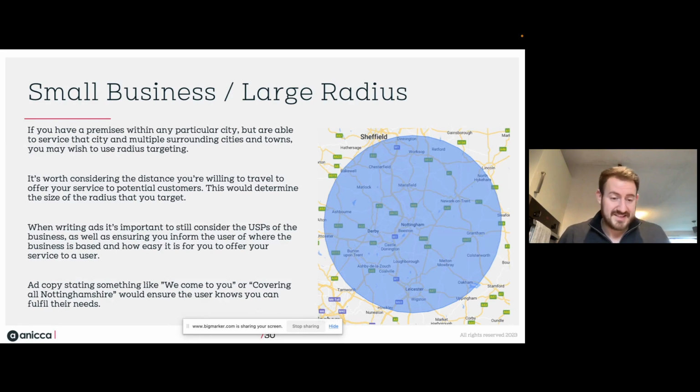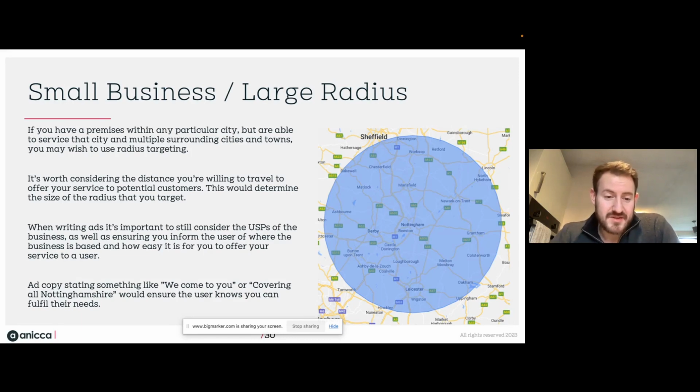In this instance, it's definitely worth considering the distance that you're willing to travel to offer your service to potential customers, because that would absolutely determine the size of the radius that you look to target. So again, from Nottingham here, if you can reach Grantham and Newark and Mansfield, if you're happy to visit all of those areas, make sure that your radius encompasses those. But if somewhere like Oakham, as an example, down there in the very bottom right, or Leicester, is a little bit too far for you, you might look to reduce the size of that radius as well.